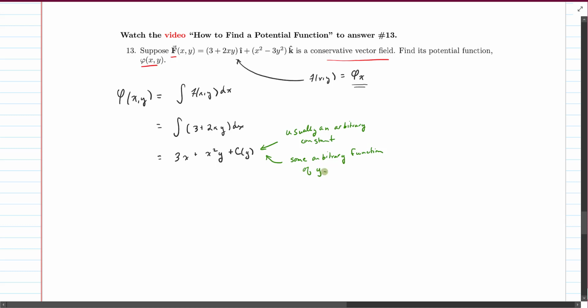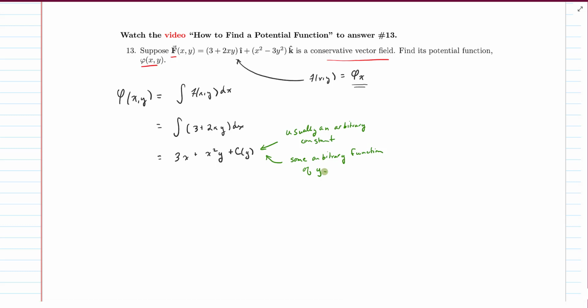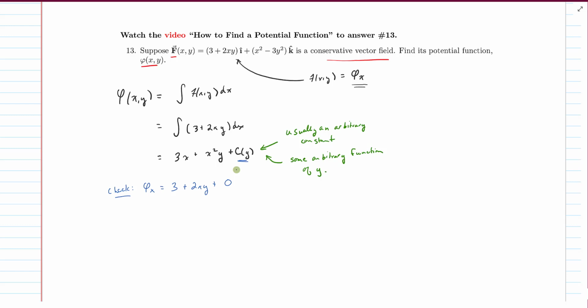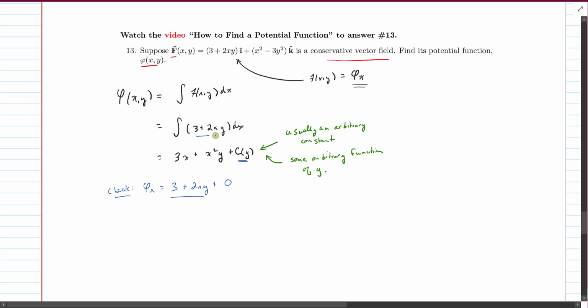And so what we're going to think of this as is some unknown, arbitrary function of y, and by writing it that way, it is certainly a constant as far as x is concerned. That is, you don't need to do this, but you could check. If you took the partial derivative of this with respect to x, you would end up with 3 plus 2xy, and because this function, even though it's an arbitrary function, doesn't depend on x, when we take its derivative with respect to x, we end up with a 0 there, giving us the original integrand.